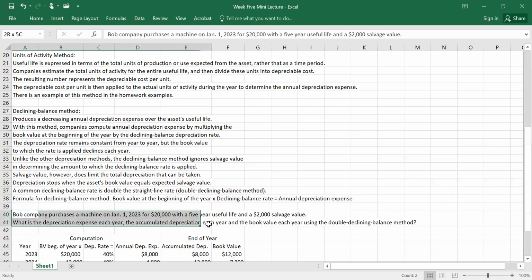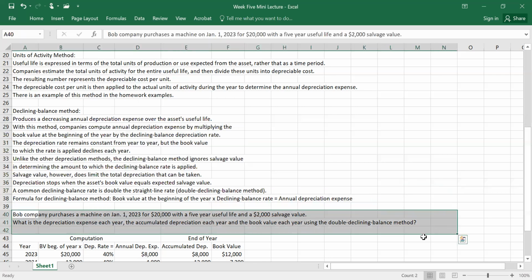Okay, for this next example, Bob purchases a machine on January 1st for $20,000. This has a 5-year useful life and a 2,000 salvage value.